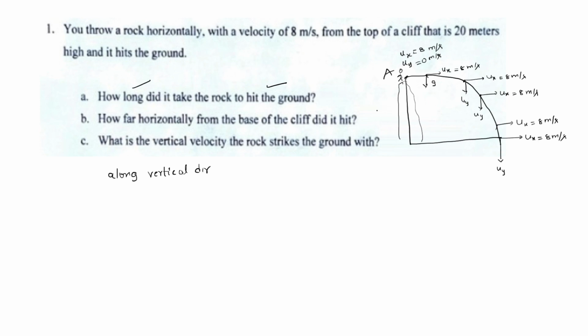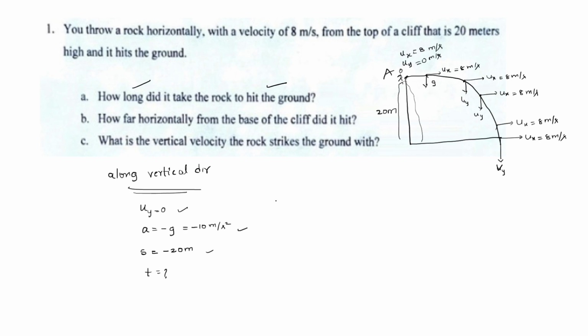The cliff is at a height of 20 meters. Now, along the vertical direction, the initial velocity is 0. Final velocity we don't know; let it be whatever it may be. And the acceleration due to gravity is minus g. We know that acceleration due to gravity is always minus, so let it be minus 10 meter per second square. And the vertical height s is equal to minus 20 meters, since the body is traveling from an upward point to a downward point. We'll take it as minus 20. So now we have u, a, s, and we need to find t.